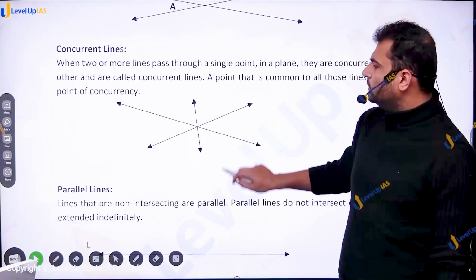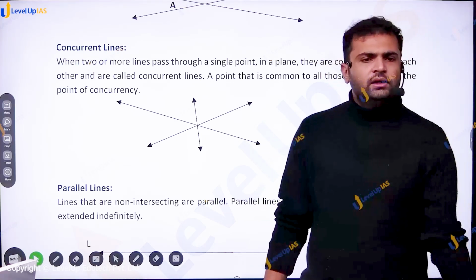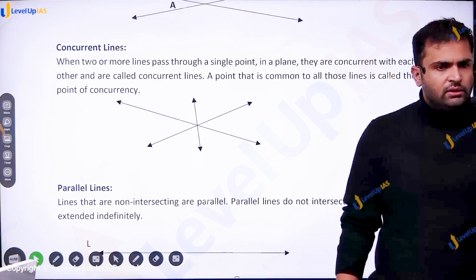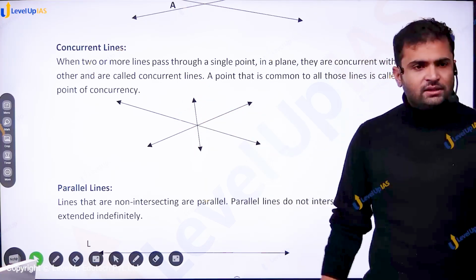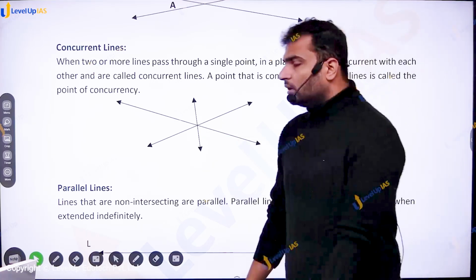Then we have concurrent lines. नाम सुन के ही लग रहा होगा. What are they? Multiple lines passing through one single point are called concurrent lines. So there are three lines which intersect each other at this particular point. They are called concurrent lines.